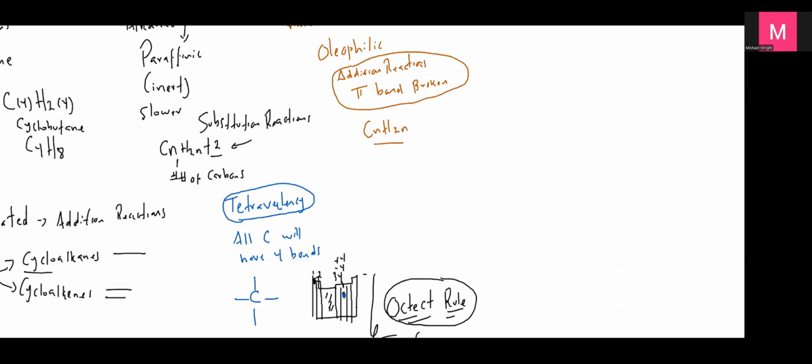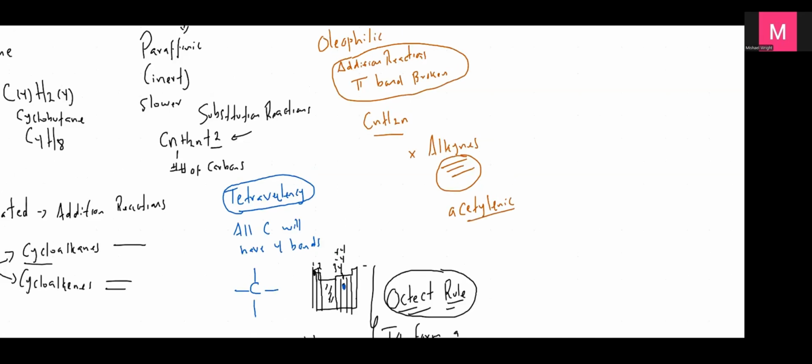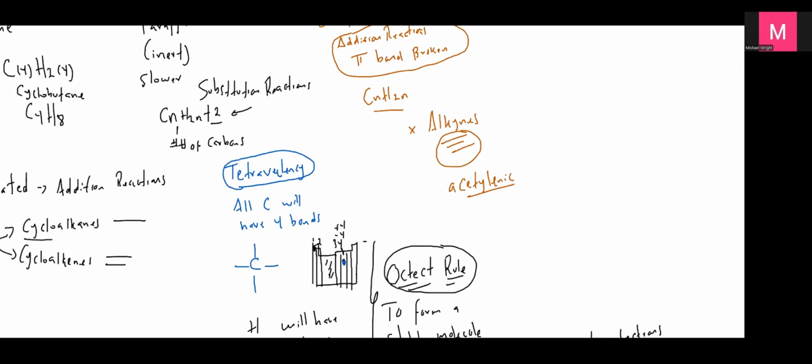And we also have the other group that is called the alkynes. And alkynes will have at least one triple bond. Got it? They are also known as acetylenic. So they will be acetylenic compounds, and they also undergo addition reactions.